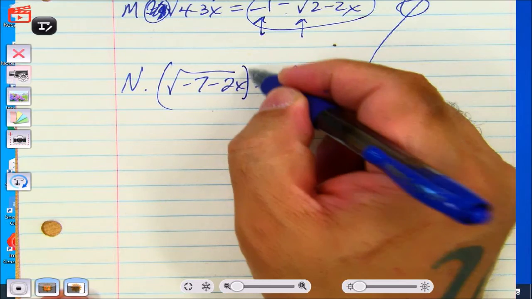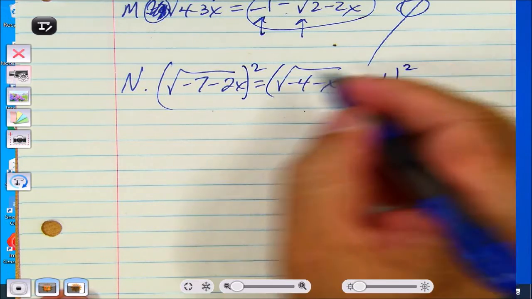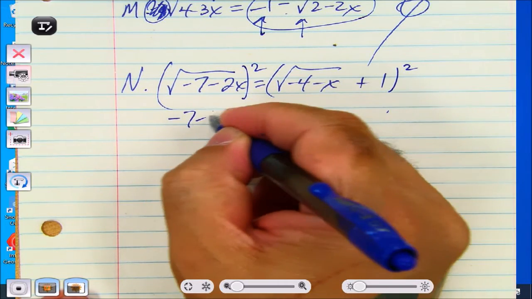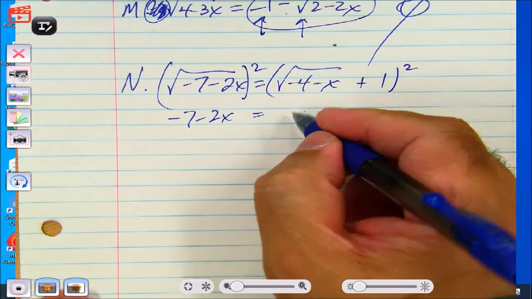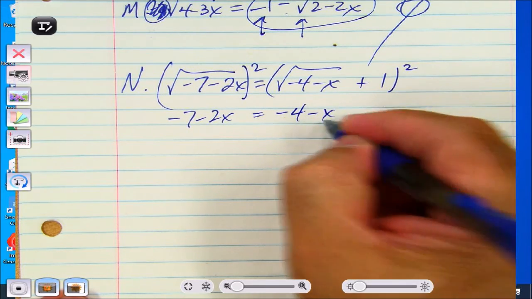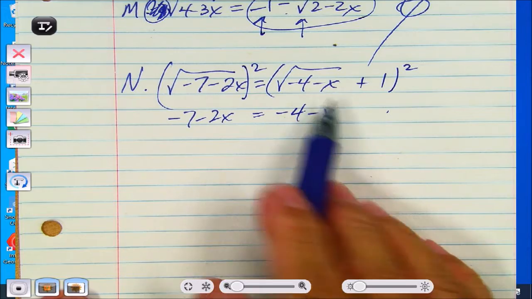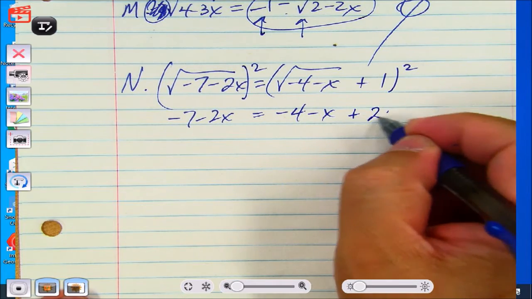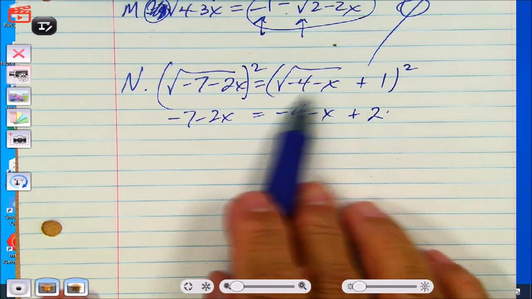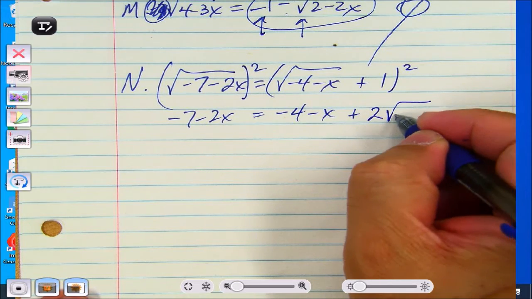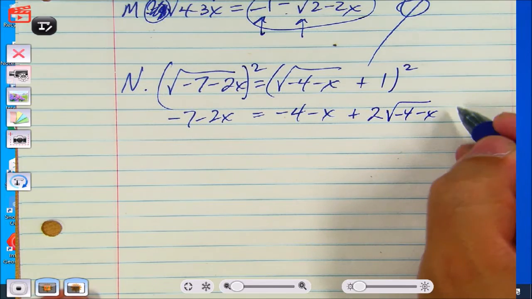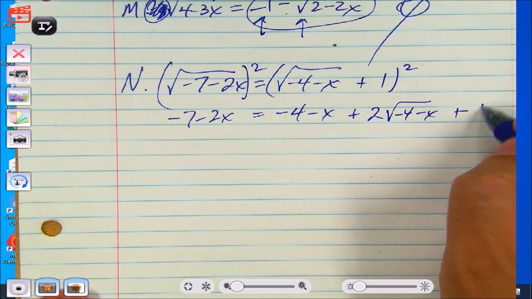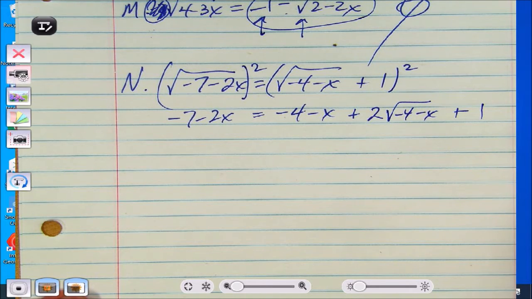Square both sides. So the left side turns into negative 7 minus 2x. The right side turns into negative 4 minus x, so I'm squaring that, plus 2 times these two multiplied together. So that's the square root of negative 4 minus x, plus 1 squared is 1. Oh, so you square the whole thing, including the things on the sides? Yes.